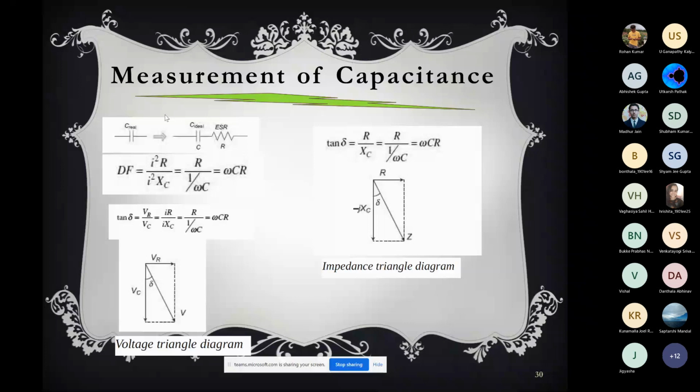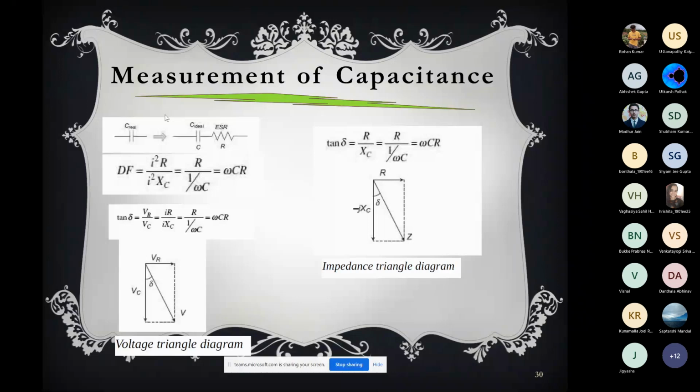Now another important thing is tan delta. This angle, the dissipation angle, is also very popularly known as the delta angle. We can call it a delta angle, no problem, because this notation is very fixed. Nobody mentions this angle with any other symbol. So what is the angle? It is the angle between the voltages VR and VC. If you see the tan delta in the voltage triangle diagram, it will be VR by VC, so VR will be IR and VC will be IXC.